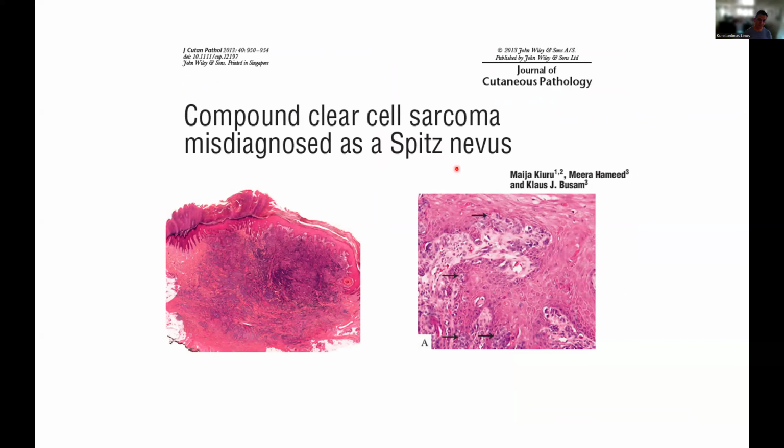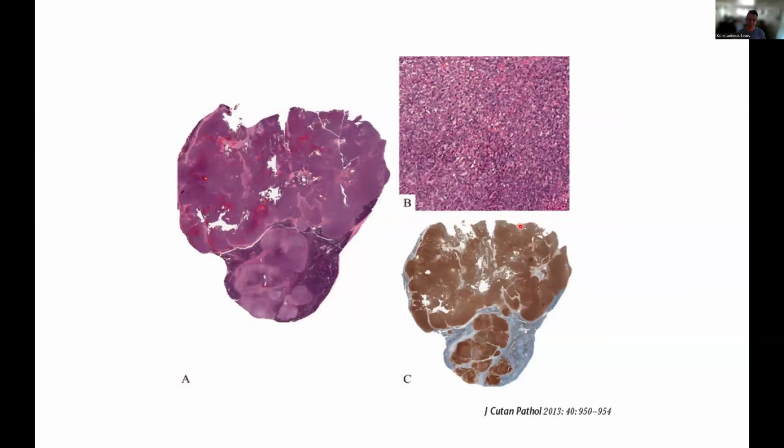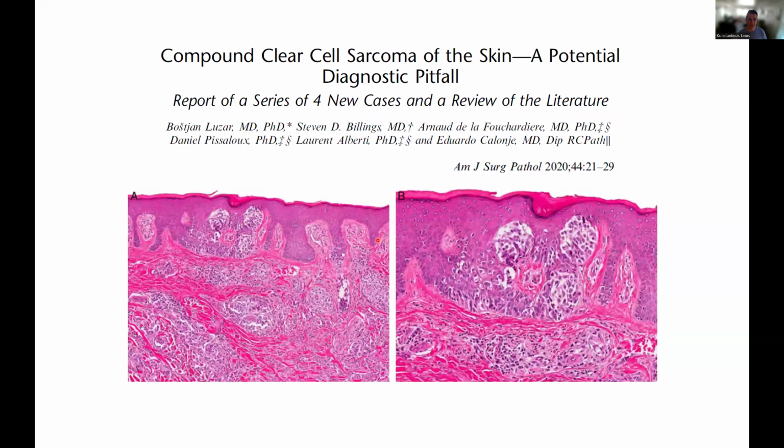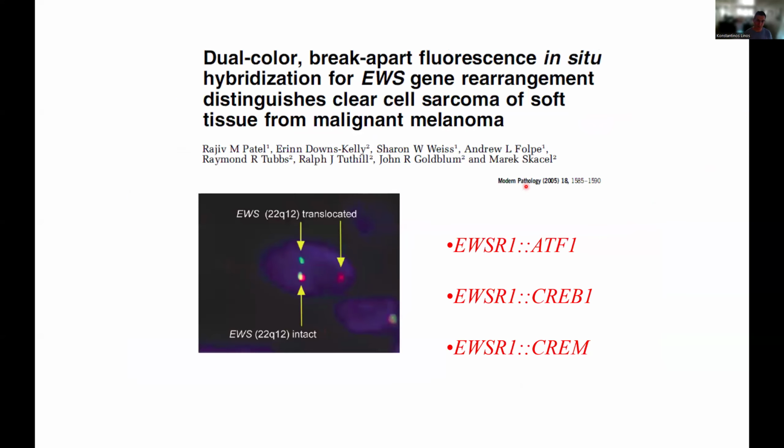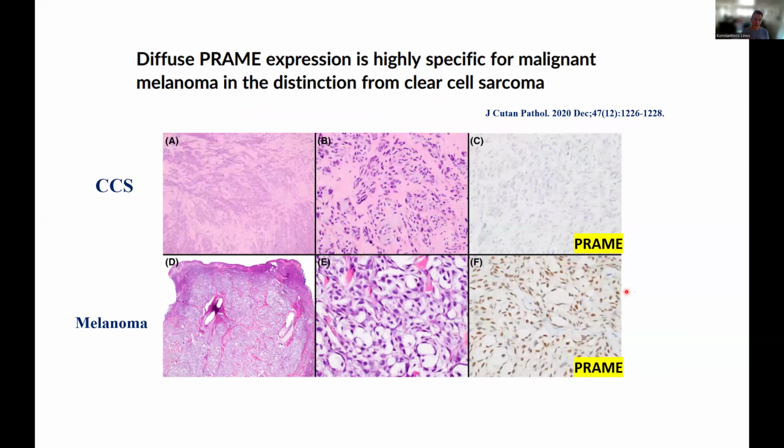This was a dreadful case many years ago, misdiagnosed as Spitz nevus because it had dermoepidermal colonization, which has been described. And of course, after a few years, it showed gross metastasis. Compound clear cell sarcoma is a known possibility, and actually this was epidermotropic metastasis of clear cell sarcoma. But we know the molecular pathogenesis. They show EWSR1 rearrangements with ATF1, CREB1 most commonly, and CREM rarely.